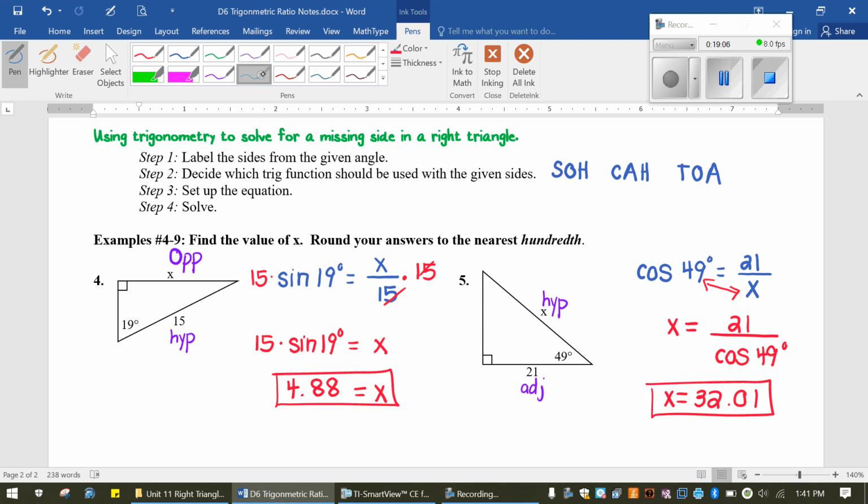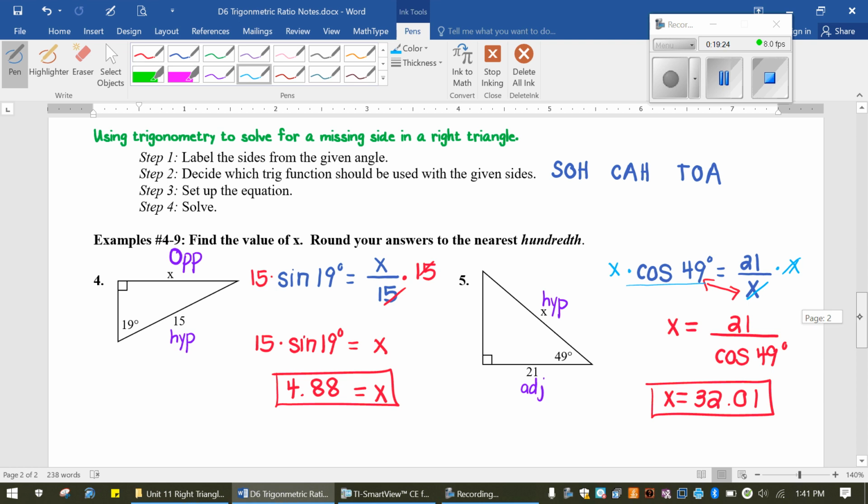All right, so let me show you really quick why that worked. Because what you ended up doing is multiplying both sides by x. So these canceled. And then to get rid of the cosine of 49, you would have to divide by it. That's where this comes from.